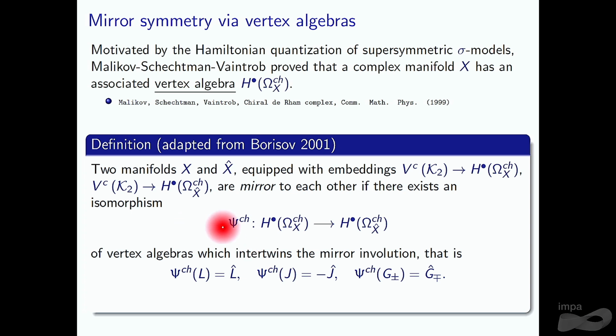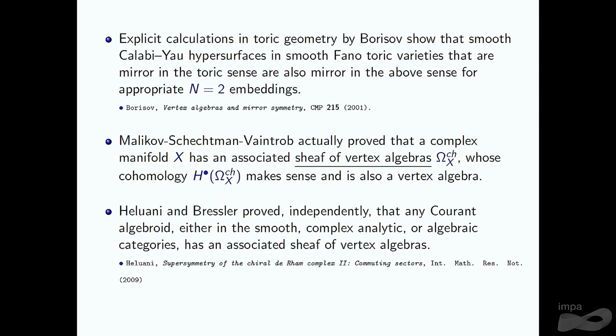The notation for this is not casual. Actually, these vertex algebras are constructed by taking suitable cohomology of a sheaf. So this I already said. This fits, at least in the toric setup, with the ordinary picture for mirror symmetry. And then Malikov, Schechtman, and Vaintrob proved that you can do much more than constructing these vertex algebras. You can actually construct a sheaf of these vertex algebras over the manifold, and then you can take cohomology, and then the cohomology is actually a vertex algebra.